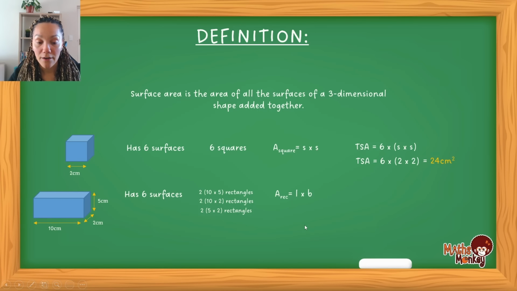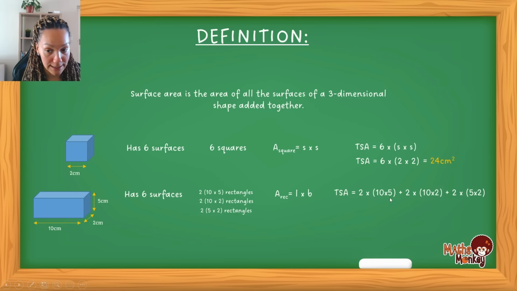Alright, so if the area of a rectangle is length times breadth, then to calculate the total surface area of this entire rectangle, I will just say 2 times 10 times 5 plus 2 times 10 times 2 plus 2 times 5 times 2. So this rectangle is the front and the back. This one is the bottom and the top. And this one is the left and right, right? So that's why each of them gets multiplied by 2.